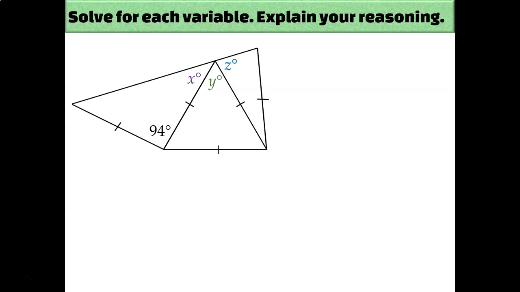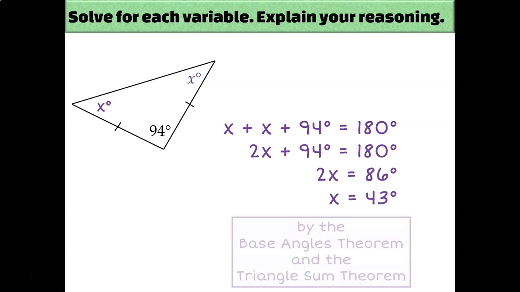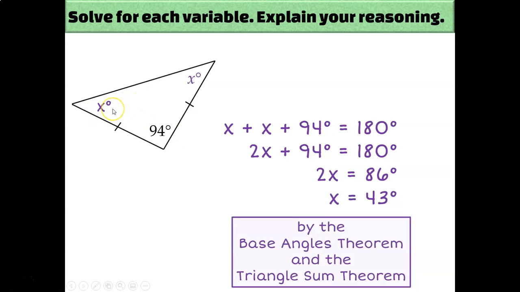If I'm going to solve for x first, then I really just need to focus on this triangle in the diagram. It's an isosceles triangle, 2 of its sides are congruent, which means 2 of its angles are congruent. The missing angle would be labeled with x degrees because that matches the other base angle in this triangle. So I can say that x plus x plus 94 is equal to 180. And that would mean that x must be equal to 43 degrees. And that's because of the base angles theorem. That's what allowed me to put x right here. And the triangle sum theorem, that's what allowed me to add it up to 180.